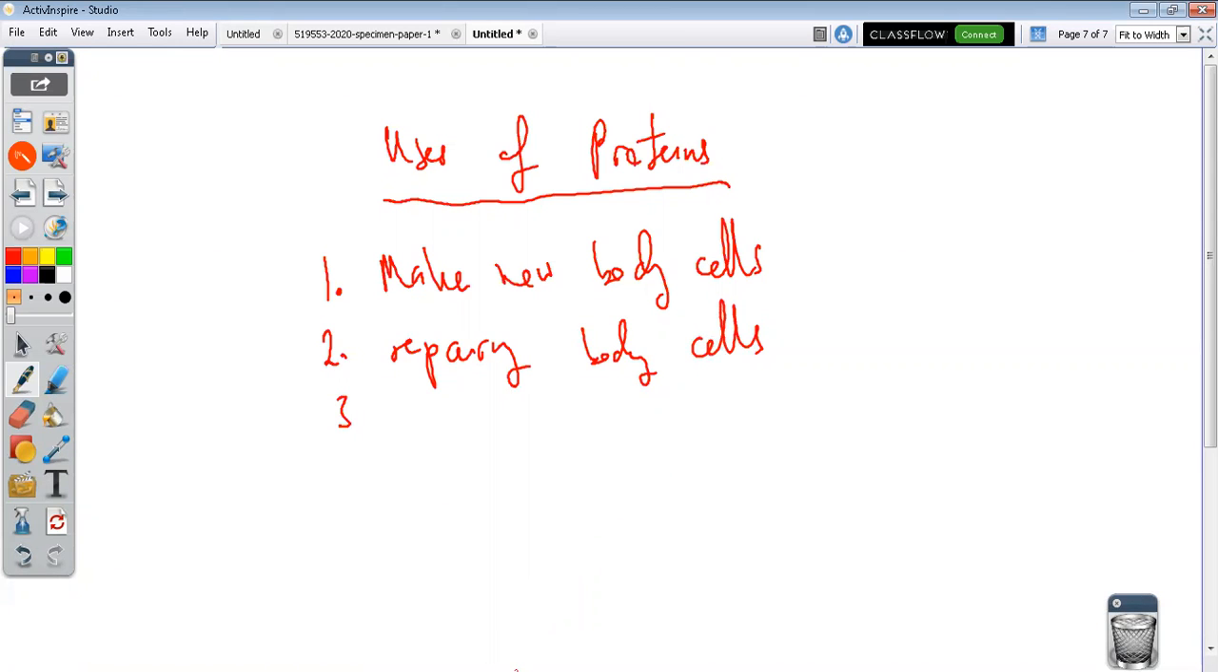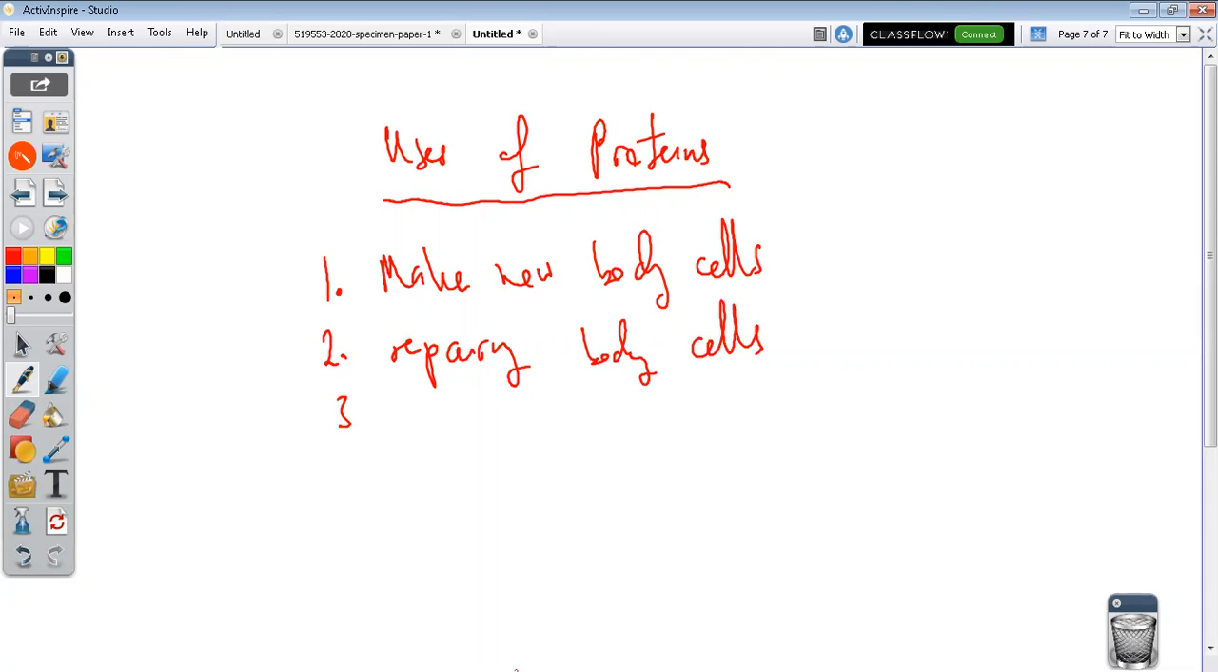Uses of proteins. You said making body cells, repairing. When they're making new body cells, that's what you're talking about, growth. So when they grow, new cells are developing as you grow. Now repairing body tissues, body cells. What else?